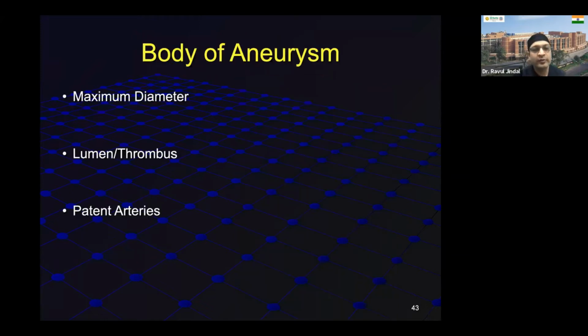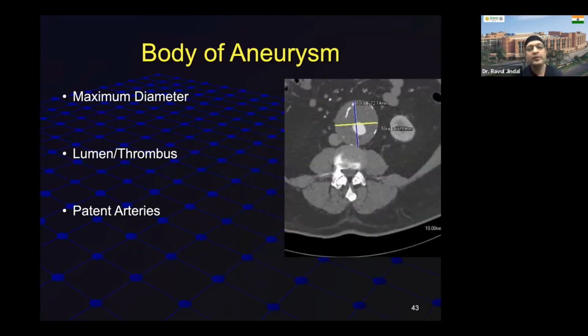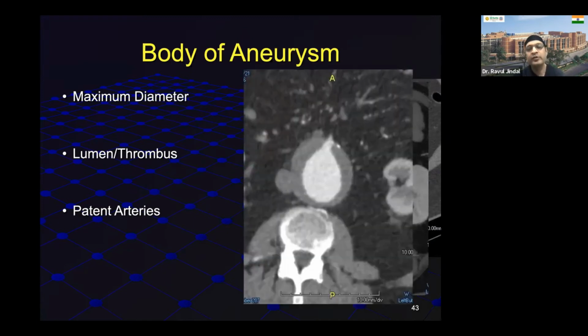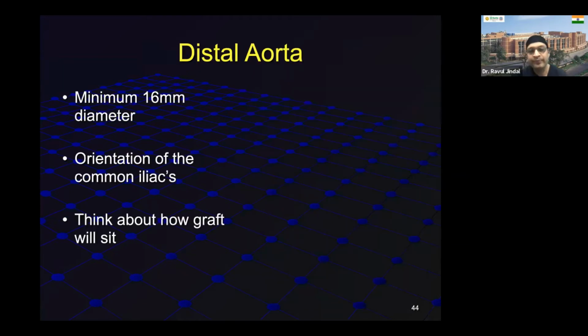Body of the aneurysm, we must look into the maximum diameter of the aneurysm, how big the aneurysm is. Then you should look at the patent part of the lumen, and the thrombus which is present, and what are the patent arteries like an IMA or the lumbar arteries. Look into this, a big aneurysm, but a huge amount of circumferential thrombus with blocked lumbar arteries in this patient. Then you look into the distal aorta.